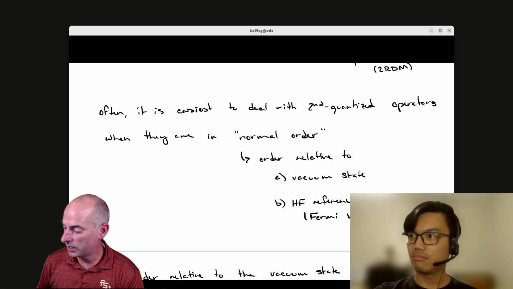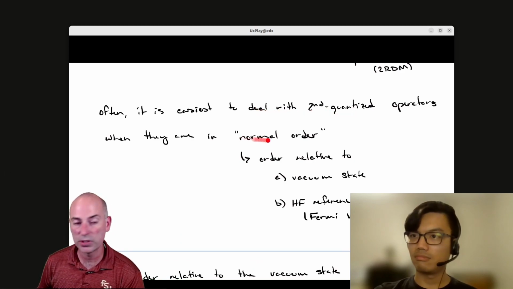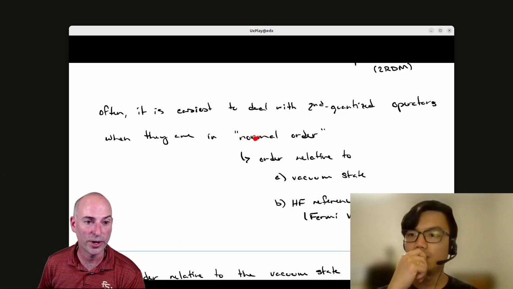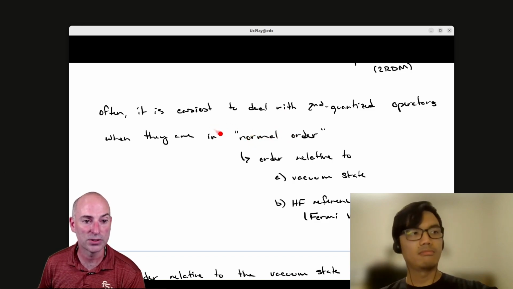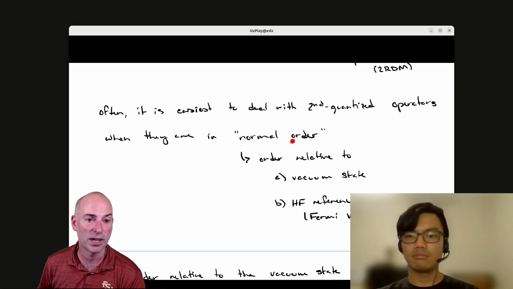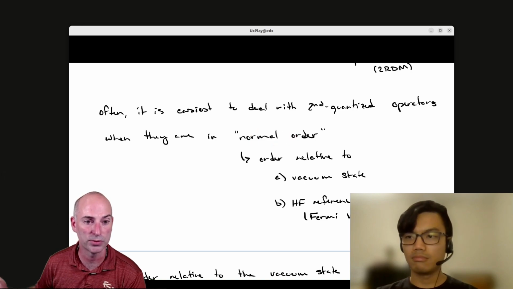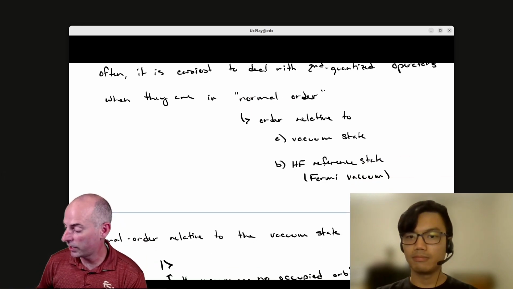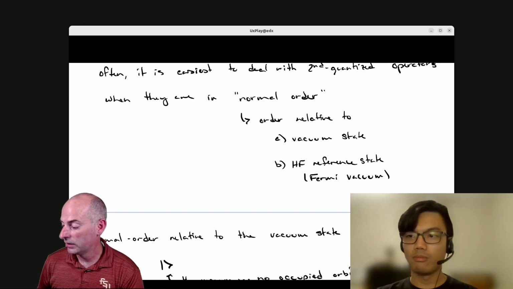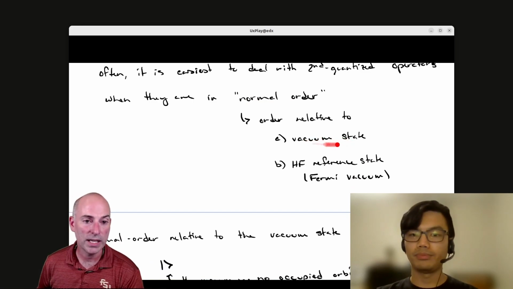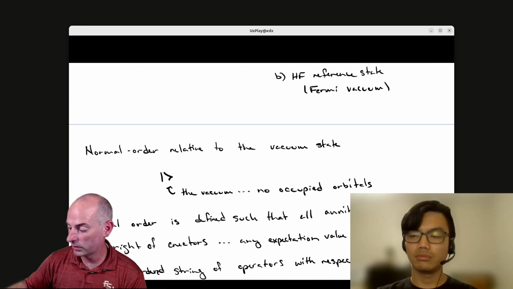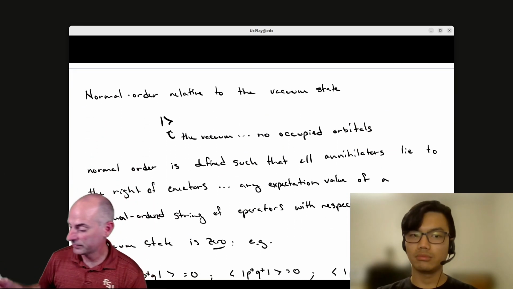Okay, oftentimes it's easiest to deal with these operators when you use something called normal order. That's the whole point of this introduction, because the software we're going to use is something that brings these operators to normal order so we can do something useful with them. I can define normal order in 2 different ways, relative to the true vacuum state or relative to the Fermi vacuum. The Fermi vacuum is the Hartree-Fock reference state. So we're going to talk about the true vacuum first.